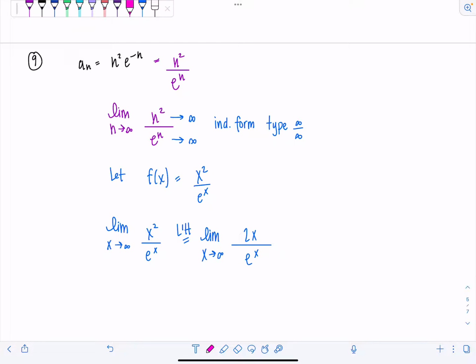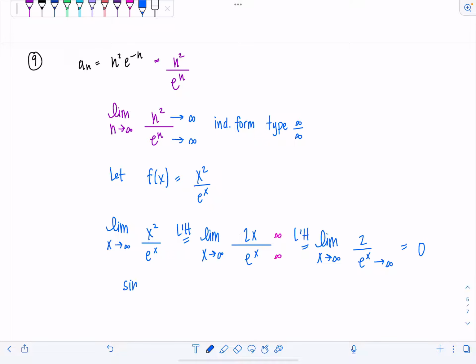Well, I still have numerator approaching infinity, denominator approaching infinity. So let's apply L'Hopital's rule one more time. And now I have the limit as x approaches infinity of 2 over e to the x. Ooh, yay. So 2, that's just a constant. e to the x is approaching infinity. So constant over infinity, that is going to approach 0.